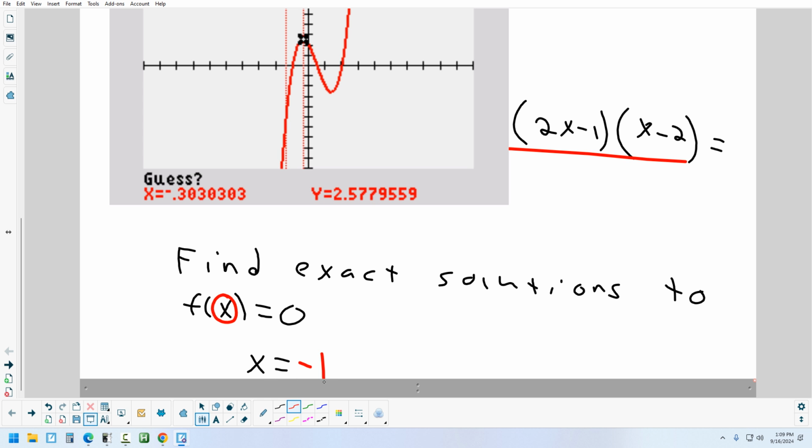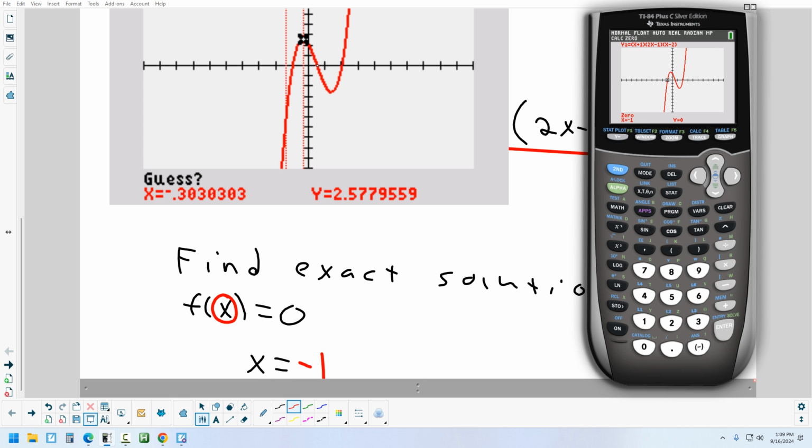Okay, so now let's do the one that's in the middle. So we're going to press second, calc. I'm going to go to option 2. And now I need to pick a point that I know is to the left of where it crosses the x-axis. Doesn't matter where, you just definitely have to be to the left. It's second calc option 2, which is 0.